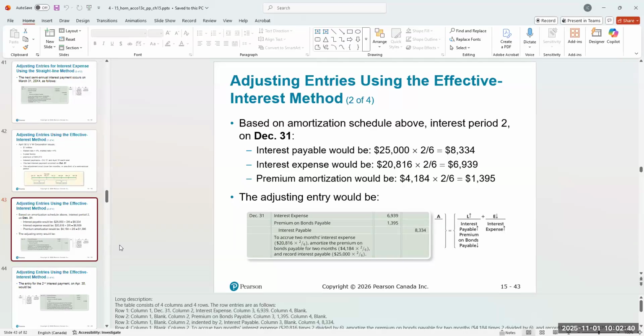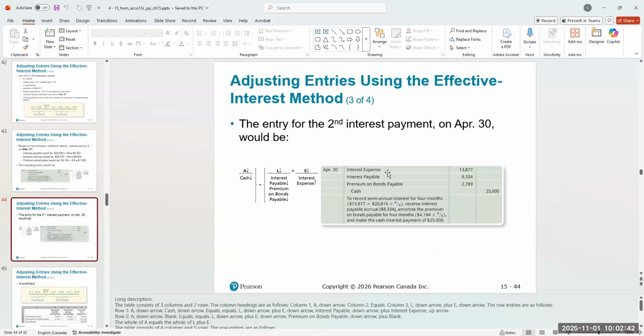After another 4 months, when the payment date comes, we're closing first the interest payable that we created on the reporting date. Second, we're showing the other 4 months of interest expense, 4 months for the premium on the bonds payable, and paying the entire cash.